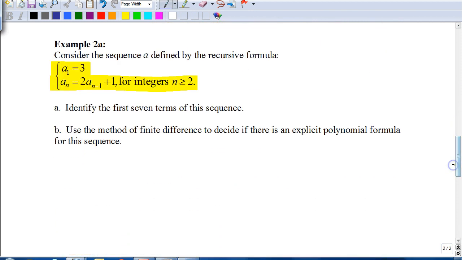Now, what if they don't give us a table? What if we need to come up with the numbers on our own? Let's look at this example. This will be the last one we do. So in this one, they ask us to find the first 7 terms in the sequence. Well, don't overlook the obvious.